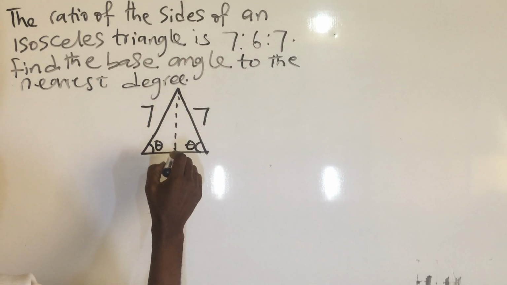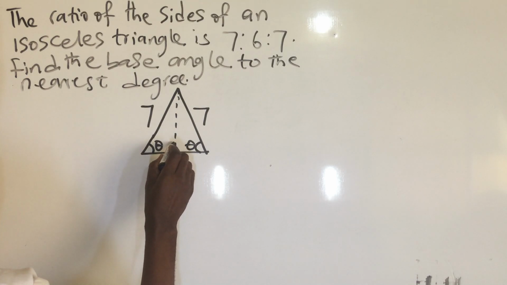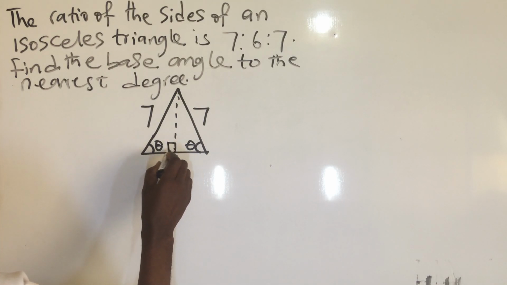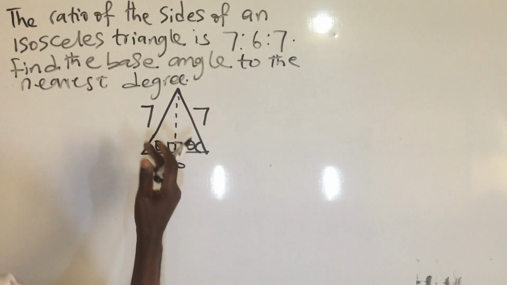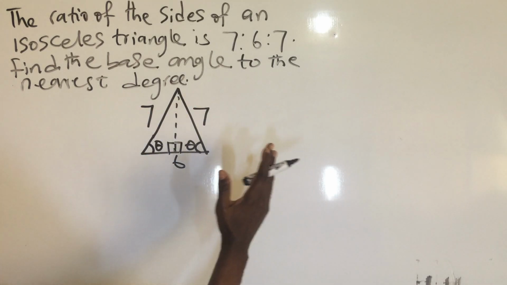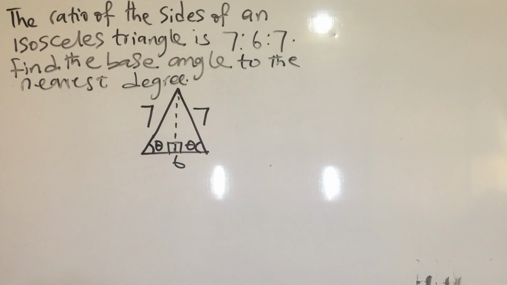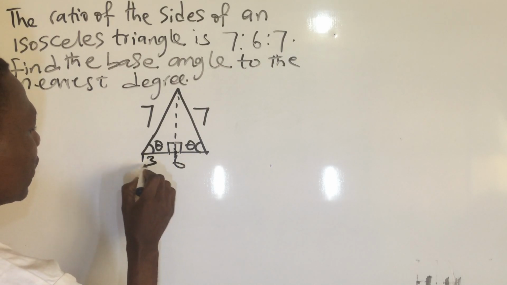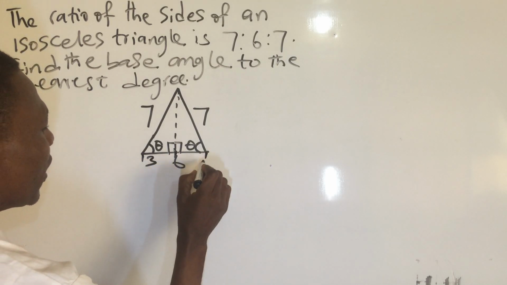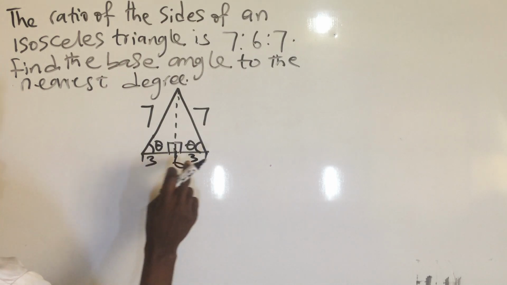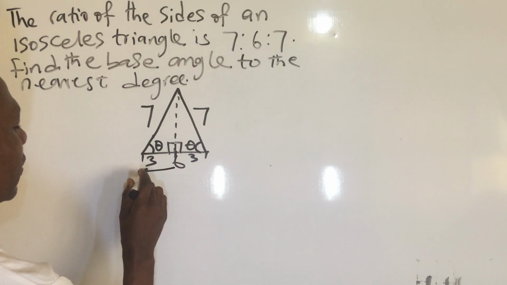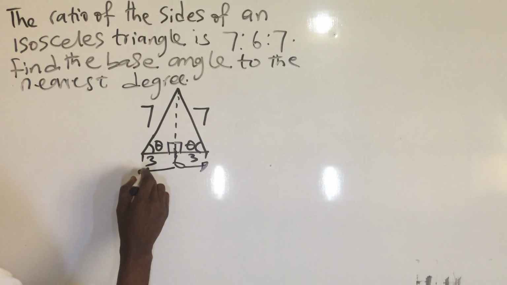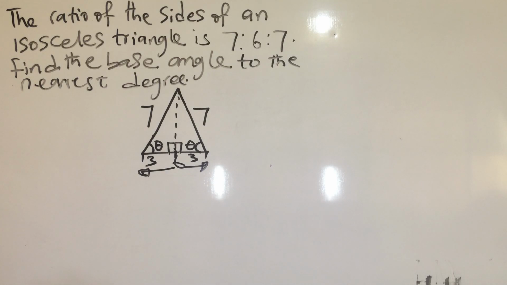So this line that divided them into two made this a right angle triangle. One side right angle triangle, the other side right angle triangle. That will enable us to find the base angle. That means from here to here will become 3, then from here to here will become 3. That is 3 plus 3 will now give us 6, okay? Right?